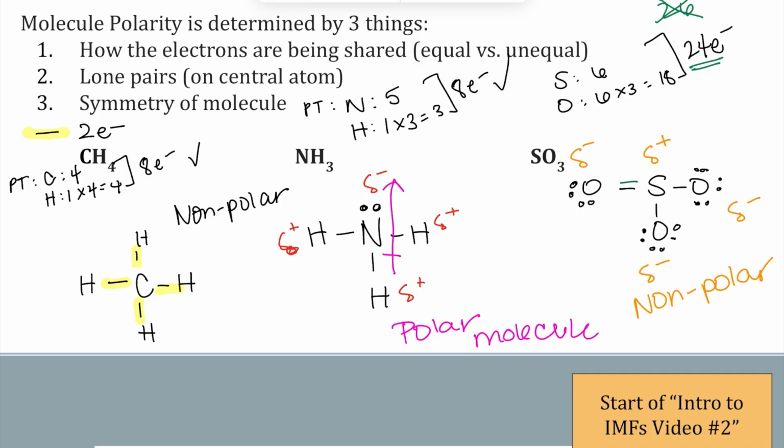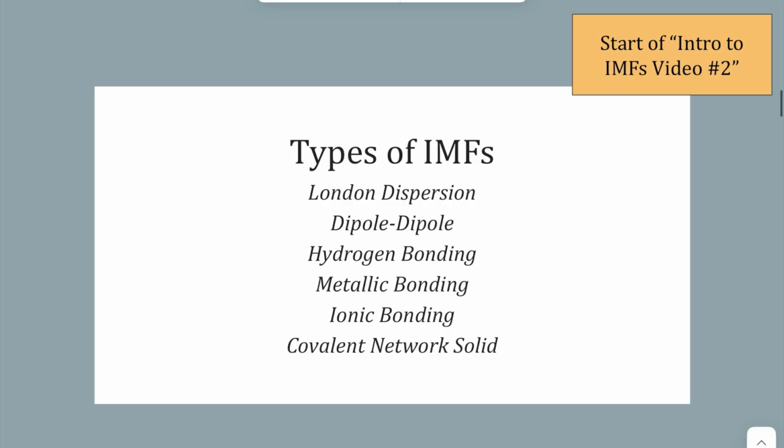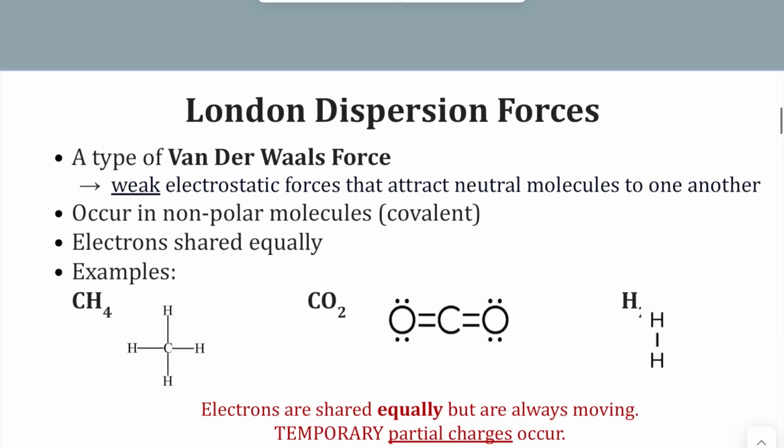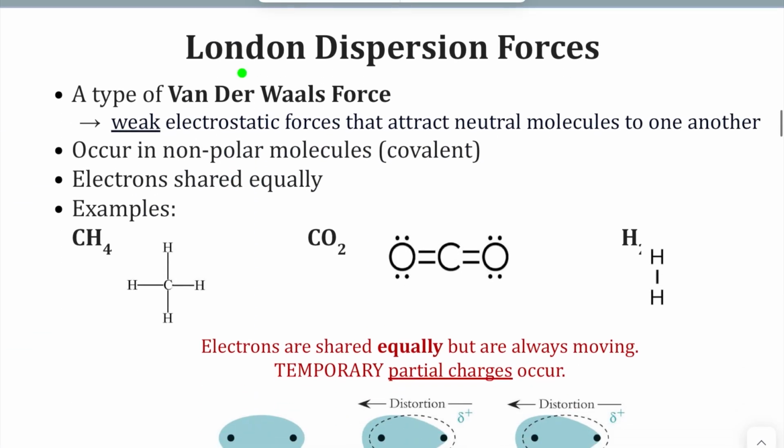Because then we're going to look at how a CH4 molecule is going to interact with other CH4 molecules. Same thing with these ones here. So we're going to go through these different types and look at how we can classify types of IMFs. Our first type of IMF is called London dispersion forces.